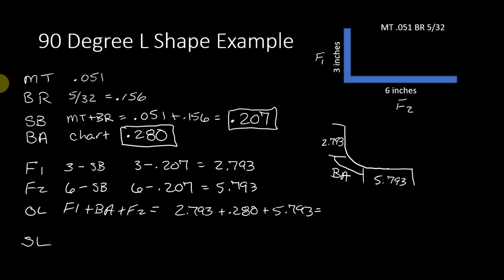And I get 8.866. Which, looking at this, I should have 9 inches, right? But because of that shortcut, I'm just shy of 9 inches. Because of the setbacks and my bend allowance, the nice curves. So there you go. You should always be shorter than desired flat 1 and desired flat 2 put together. Always, always, always. Now, what is sight line?